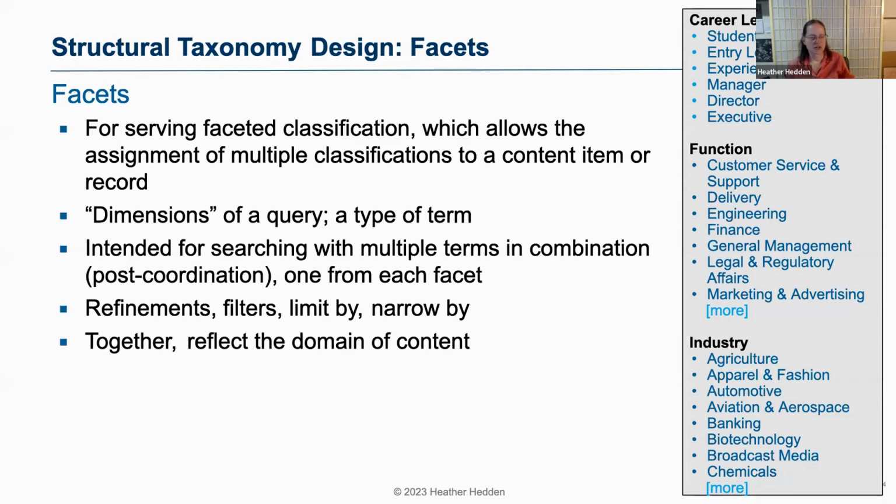The intention is that users will search using multiple terms in combination from more than one facet. Think of them as refinements, filters, limit by, narrow by, and together they reflect the domain of the content. So if I'm looking for jobs, there's the career level aspect, there's the function aspect, there's the industry aspect. There'll be another one on geographic location as well.